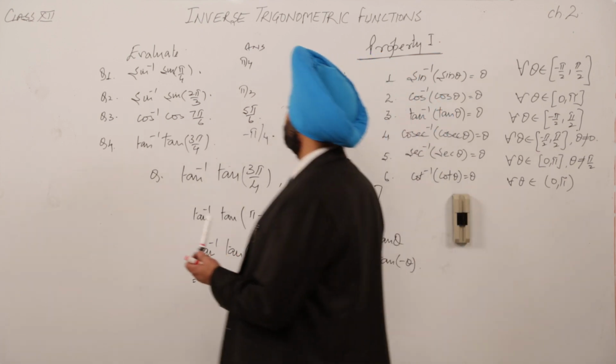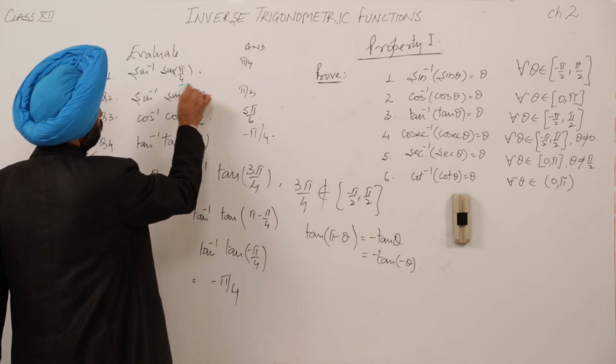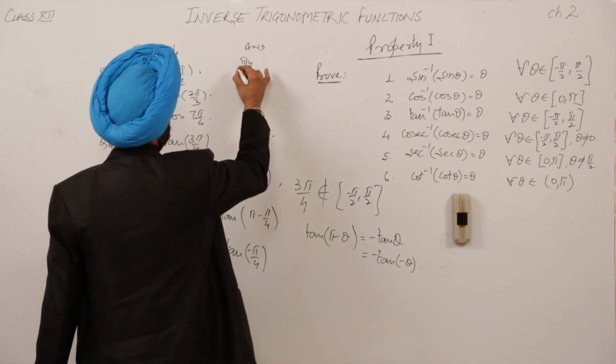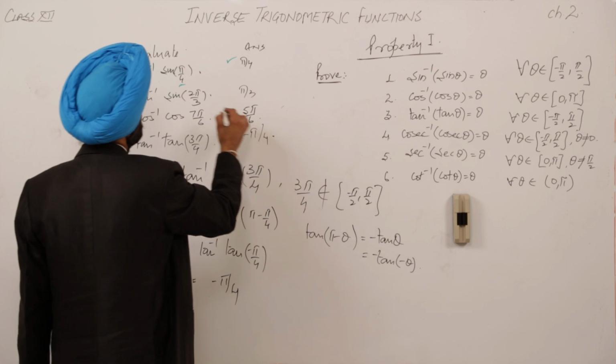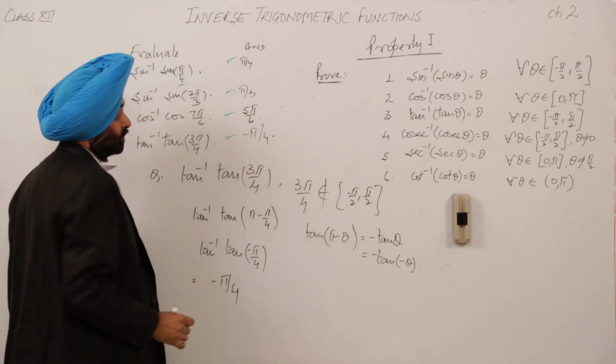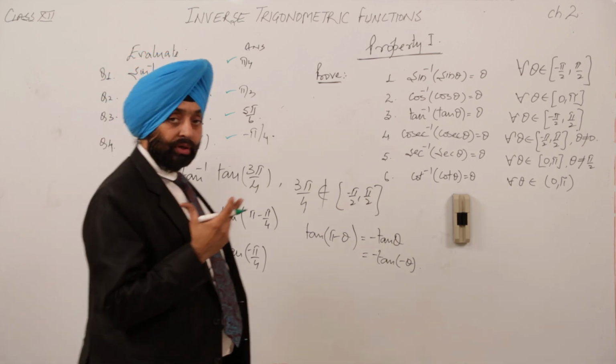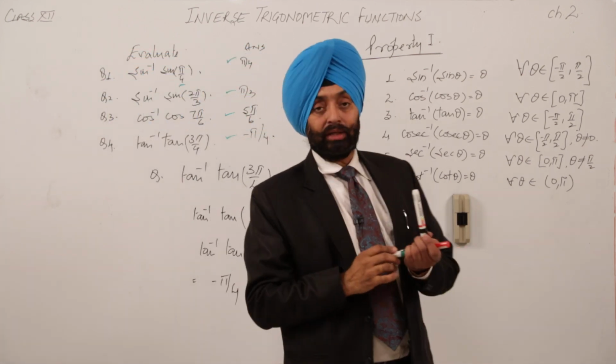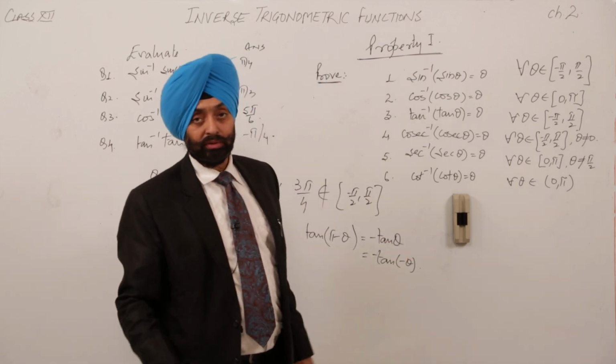For the first part, this pi by 4 was within our principal values, so that was the result for the first. This we have converted, this we have converted, and this we have converted, and all 4 were quite easy, but you have to be a little careful while solving these questions.